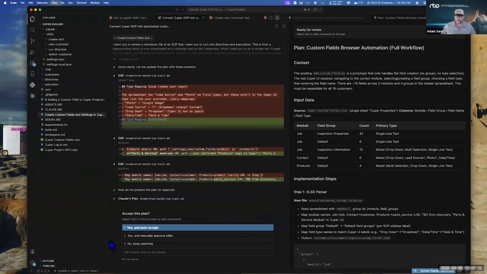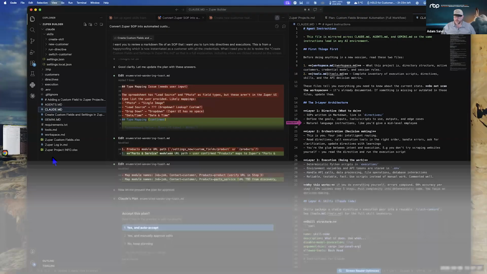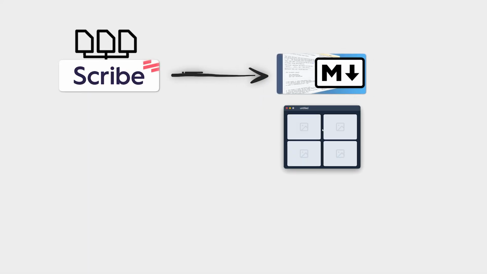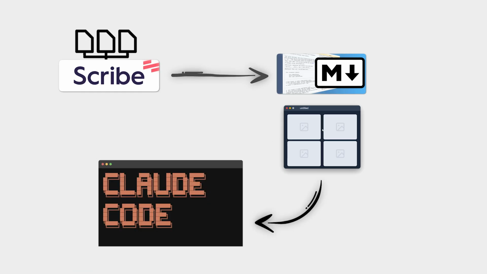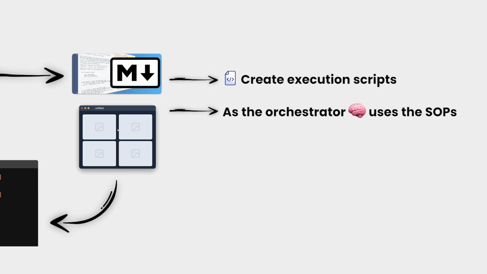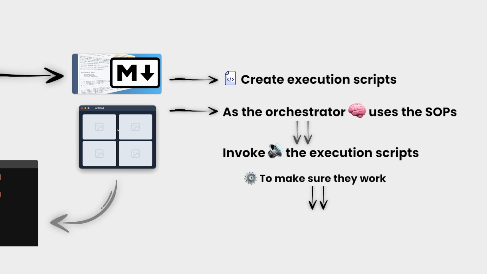Basically what I do when I'm trying to get people help, we will take Scribes, export them as Markdown so it can pull the images, and then we use Claude Code or whatever agent to create execution scripts. Then the orchestrator uses the SOPs to invoke the execution scripts, and we test them to make sure they work, then we turn them into skills.